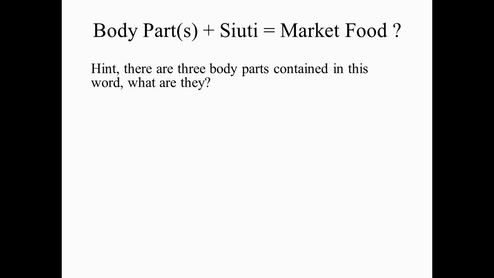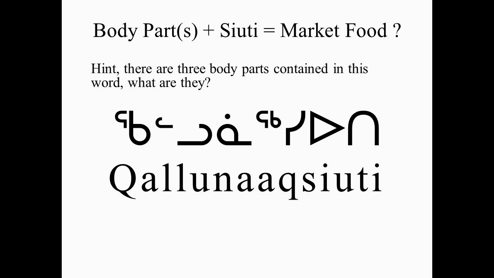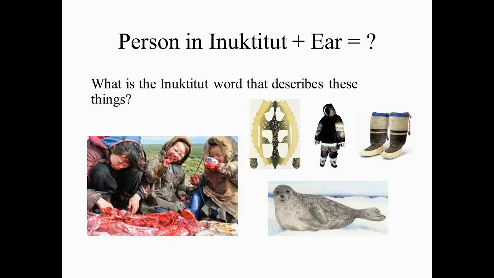What are they? Kallunaksiuti, exactly. Market food, kallunaksiuti. All right, let's try another one. Person plus ear equals what?